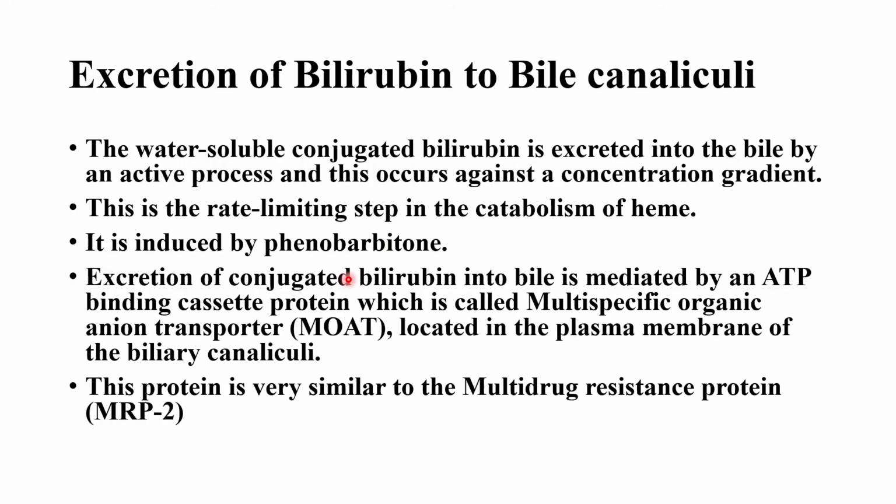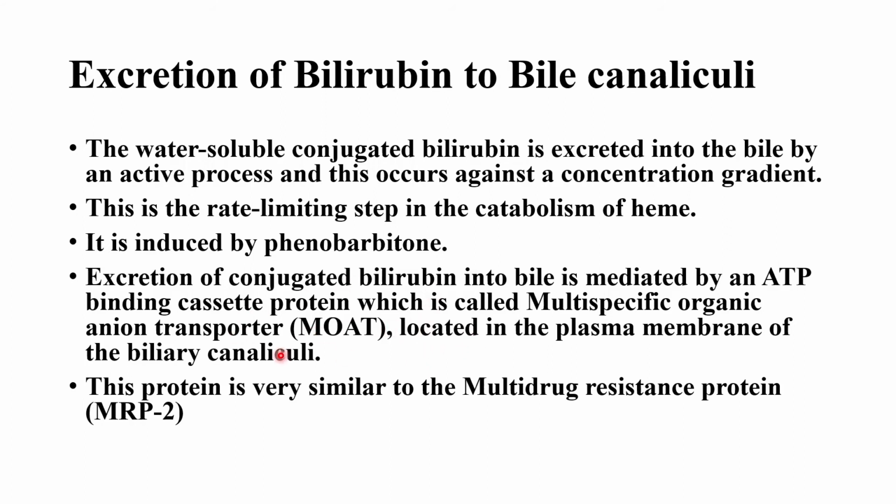Excretion of conjugated bilirubin into bile is mediated by an ATP binding cassette protein, which is called multi-specific organic anion transporter, MOAT. Due to mutations of this protein, different congenital disorders are associated with bilirubin metabolism. We'll be discussing these in the next video, bilirubin metabolism part 2.